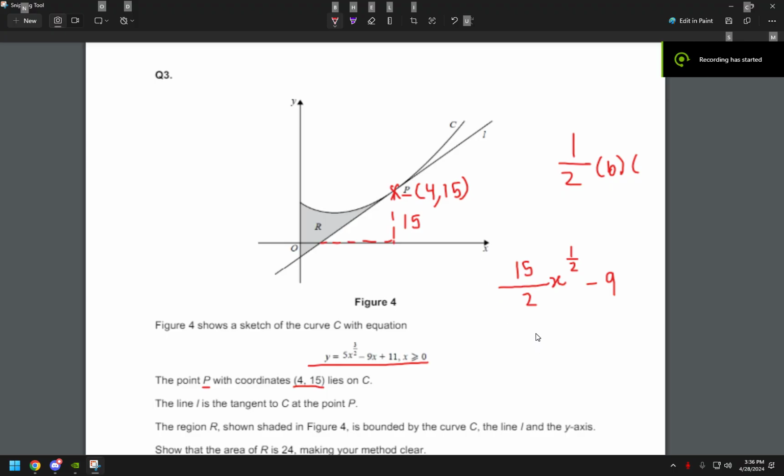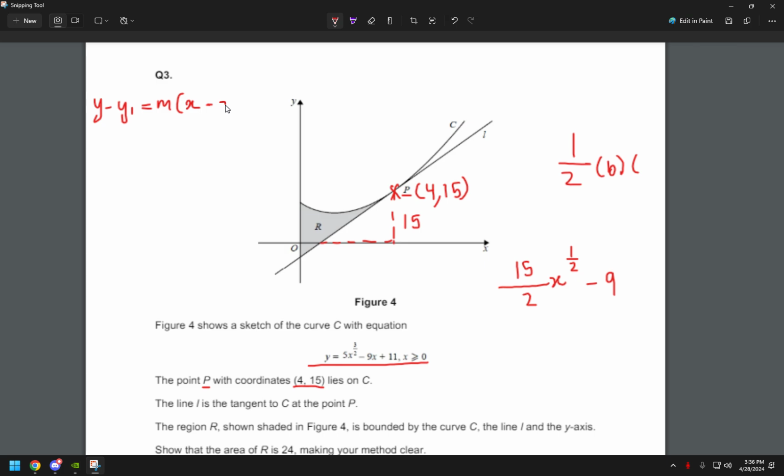Okay. Now you have the differentiated formula. If I subbed x into this, I would get the gradient of this line. The gradient we need because y minus y1 equals m(x minus x1), which is the formula to find the equation of the line. Okay, so half base times height. We'll keep that there.